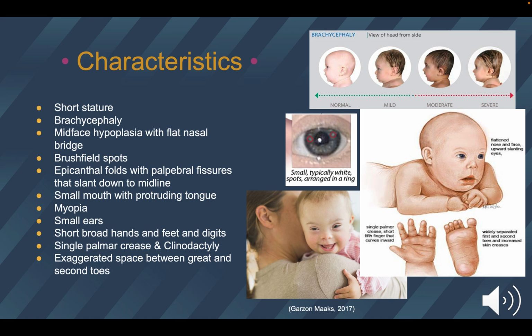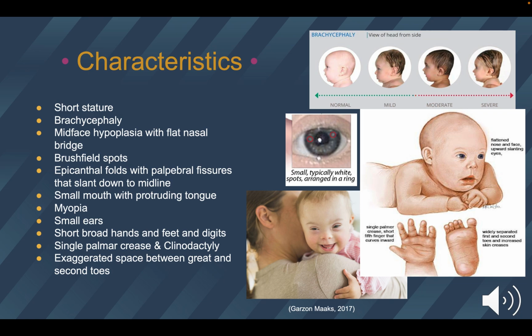There are also Brushfield spots, which are little white spots that are slightly elevated on the surface of the iris and are arranged in a ring. This is also a feature of Down syndrome, and studies show that they were detected in 67% of children with Down syndrome. We can also notice epicanthal folds with palpebral fissures that slant down to midline.